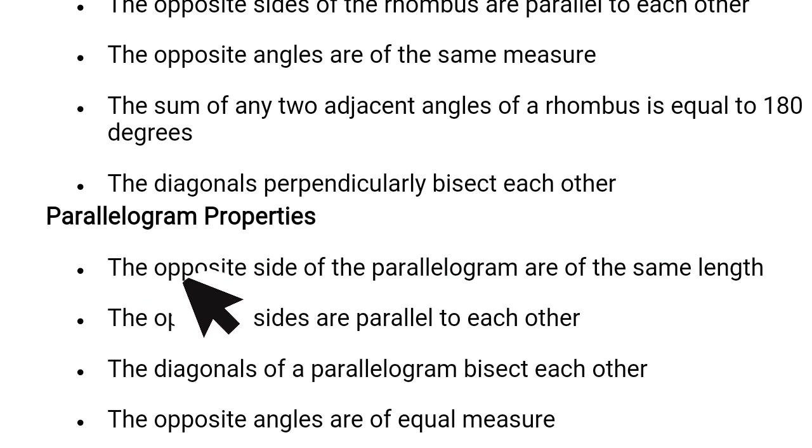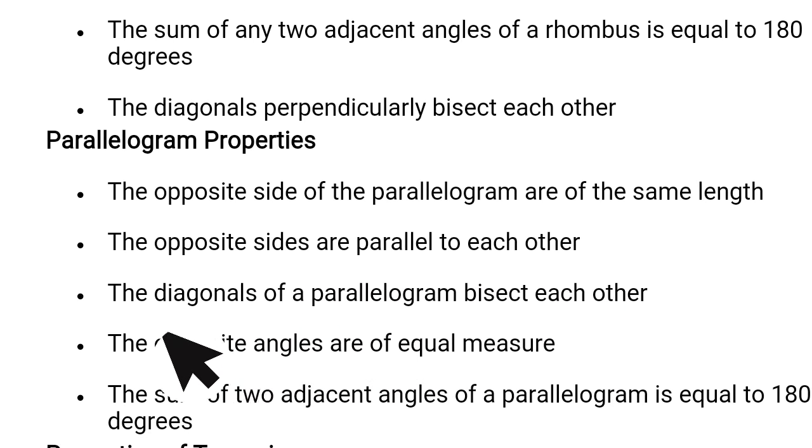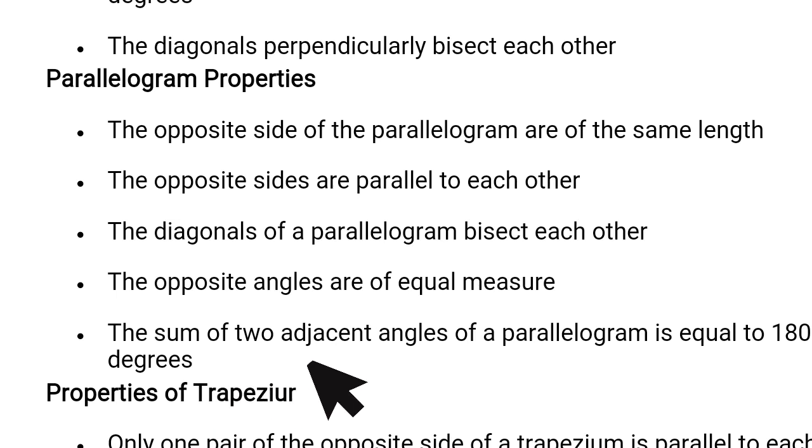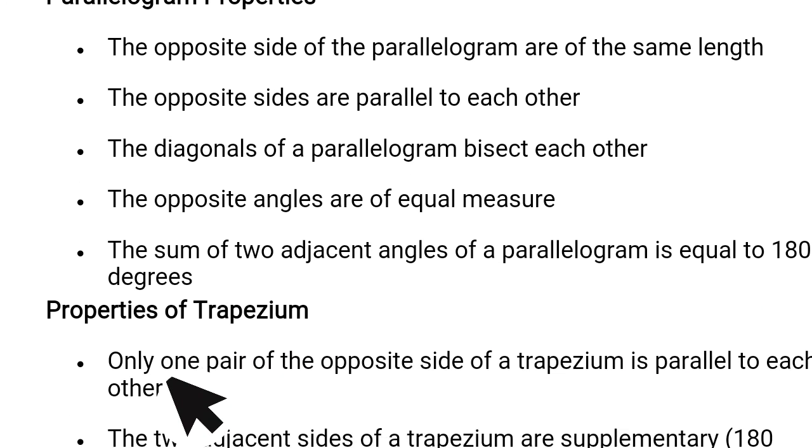Parallelogram properties. The opposite sides of parallelogram are of the same length. The opposite sides are parallel to each other. The diagonals of parallelogram bisect each other. The opposite angles are of equal measure. The sum of the two adjacent angles of parallelogram is equal to 180 degrees.